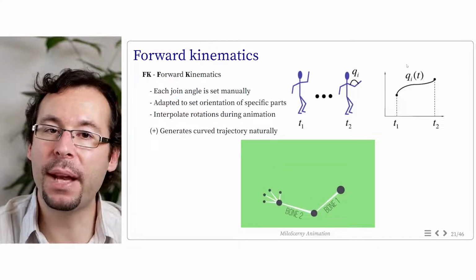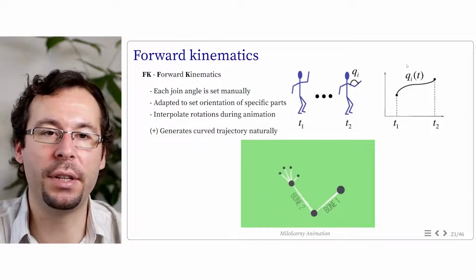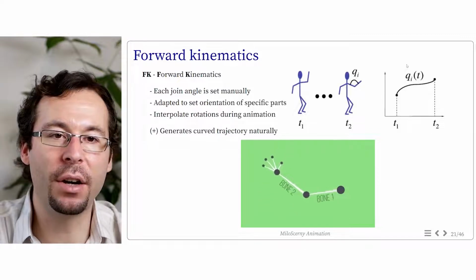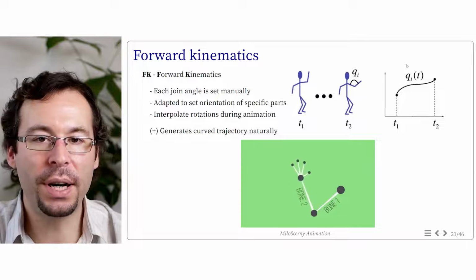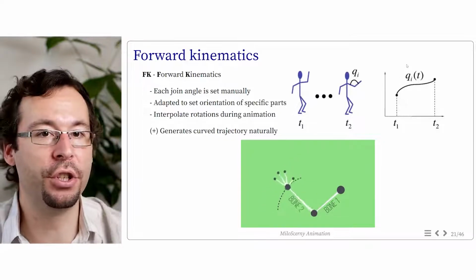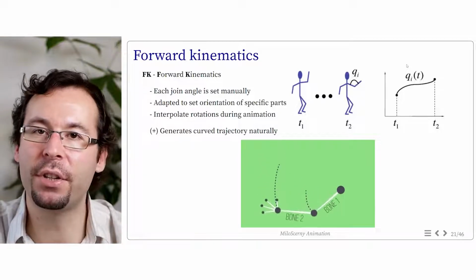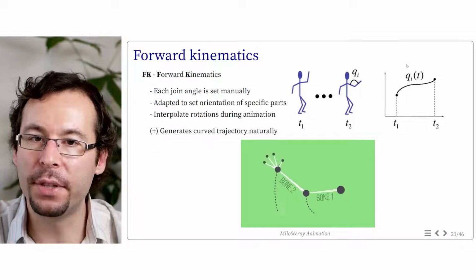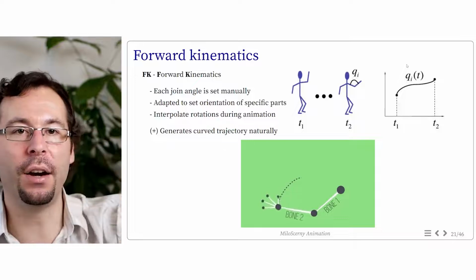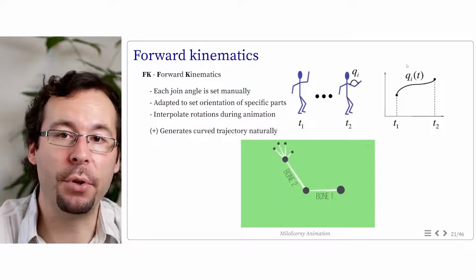Now, when we want to animate our skeleton, there is two main strategies. The first one is called forward kinematics, or FK in short. Forward kinematics is simply the action of setting the joint orientation manually for each joint, and then interpolate the rotation of each joint using standard interpolation and animation curve. One of the advantages of this approach is that it automatically generates curved trajectory of the end effectors, like the hands, and this is rather a natural type of motion.